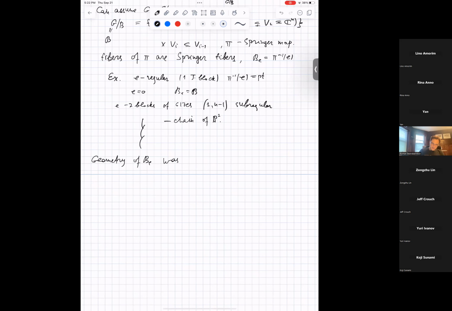Okay, so it was studied, and there are different sources of motivation. An early one, going back to the work of Springer himself, is that point counts over F_q, or more generally the trace of Frobenius on the cohomology of B_E, relates to character values for finite Chevalley groups, Green functions.